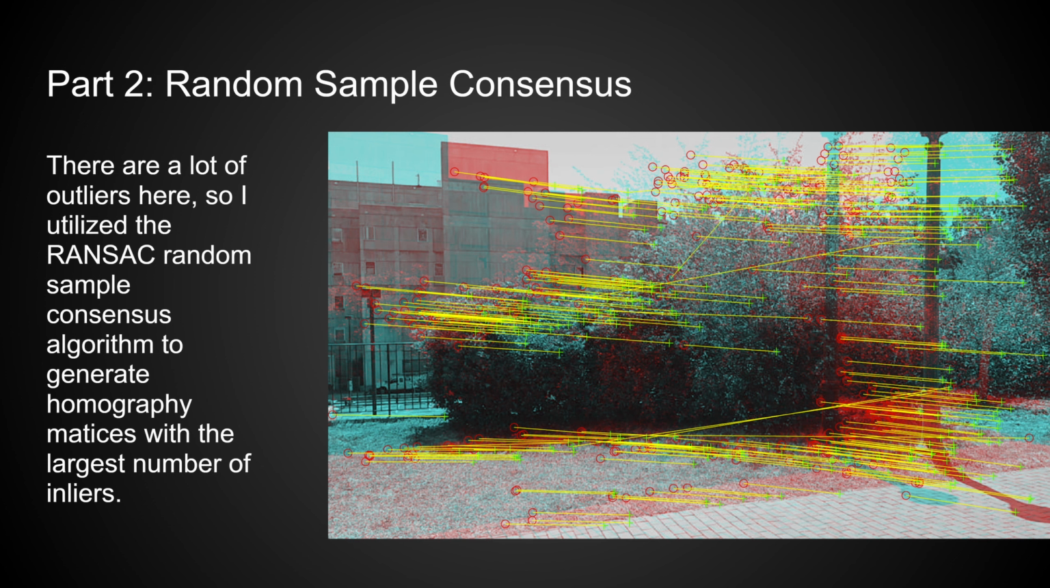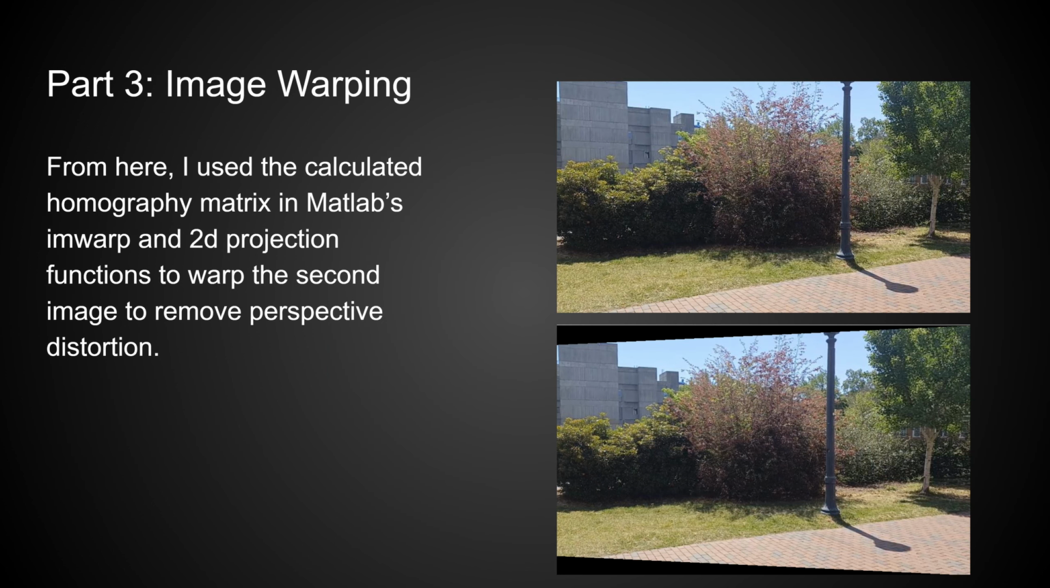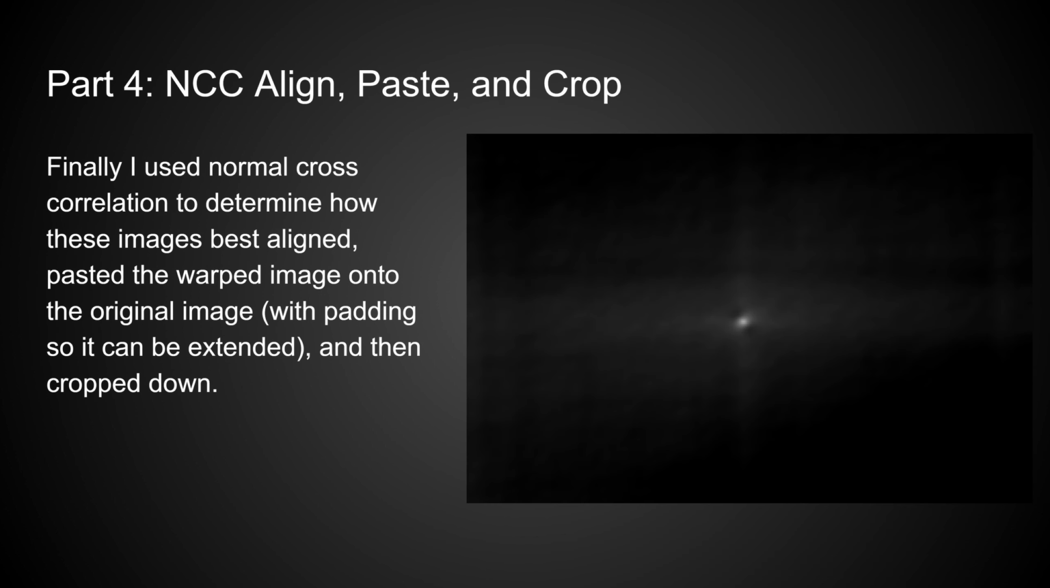And then I used this homography matrix to apply a shear transform to one of the images, using the imwarp and projective2d functions built into MATLAB, so that warping from different angles wasn't an issue. And then lastly, I used NCC to find the proper alignment between the 2 images, and then I just cut and paste the images and trim the results down.